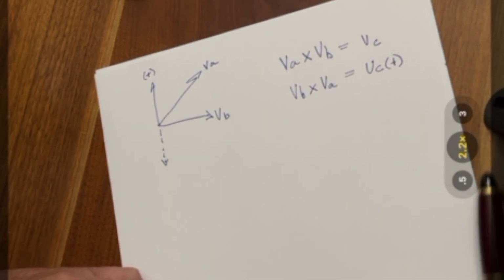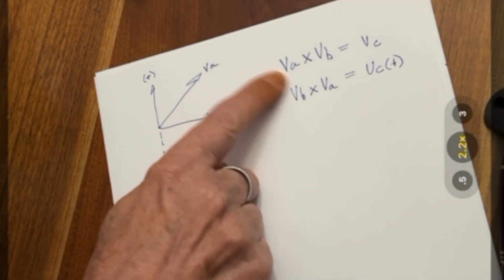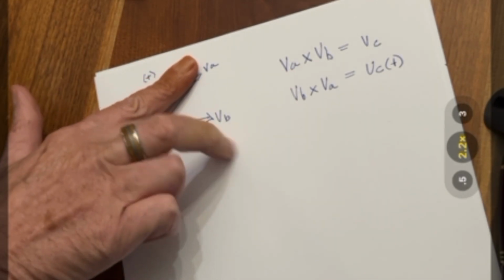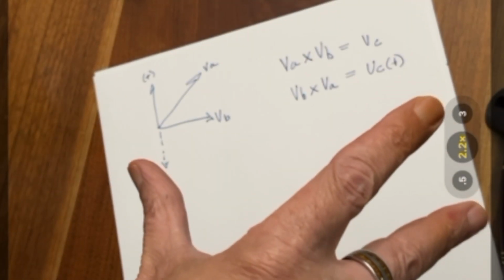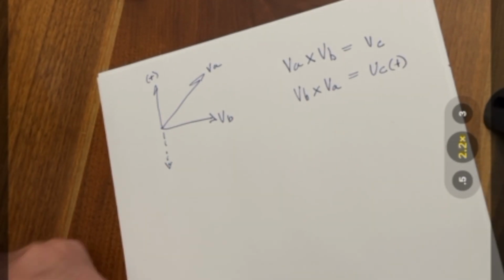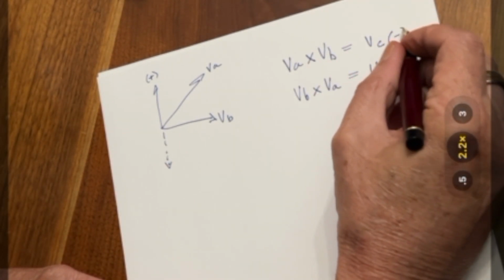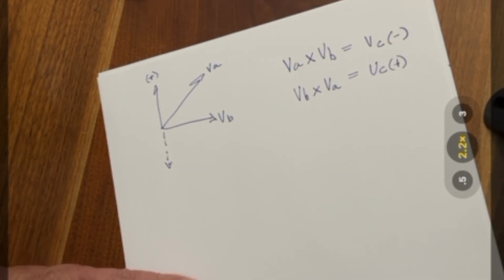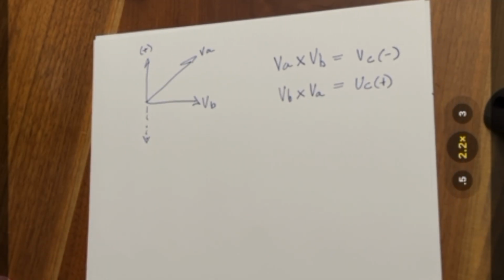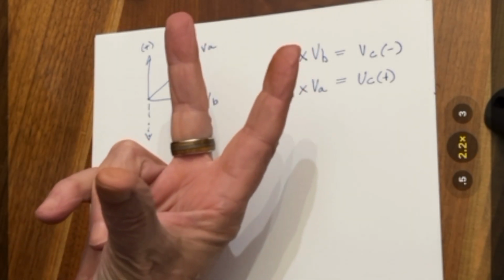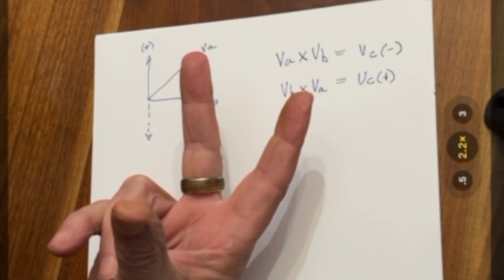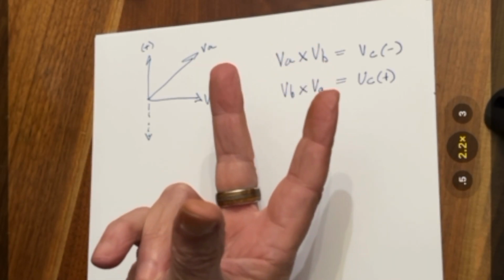However, if I went vector A times vector B and went like so, my thumb, when I stick it straight out, is going down. So vector C will be negative. I know the book talks about corkscrews and things like that, but use your fingers and just use your thumb 90 degrees to your palm to give you the direction of the resulting vector.